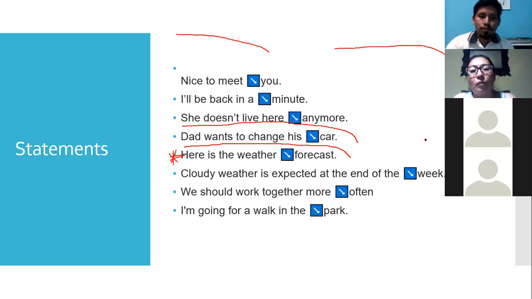The following examples. She doesn't live here anymore. So it's a falling intonation. Dad wants to change his car. Here is the weather forecast. So all those sentences give us a falling intonation because all end in a fall. Nice to meet you. I will be back in a minute. Okay, those are falling intonations. Is it clear what I'm saying?